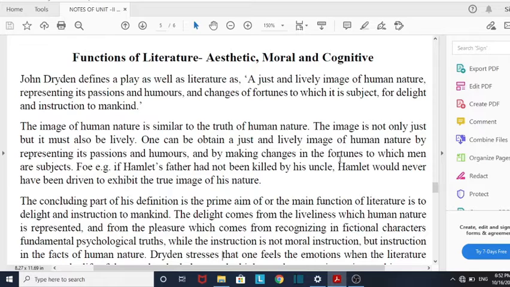I think you are getting what John Dryden is trying to make clear through the definition, and we are getting only the first part of this definition. Further he said, and by making changes in the fortunes to which men are subject.